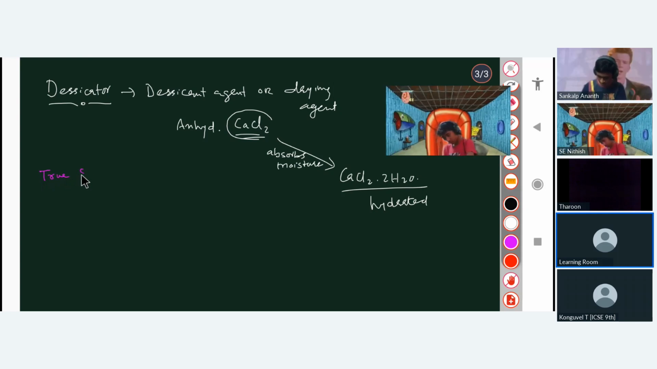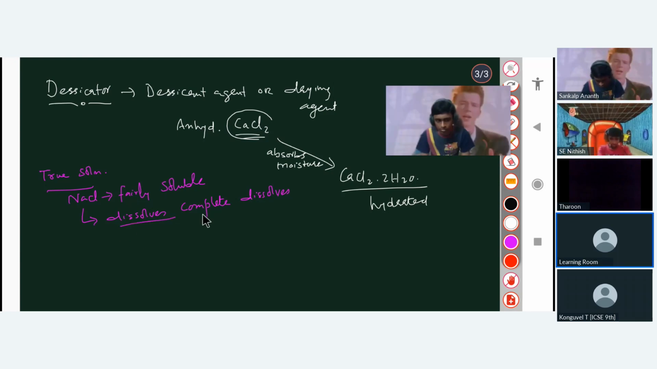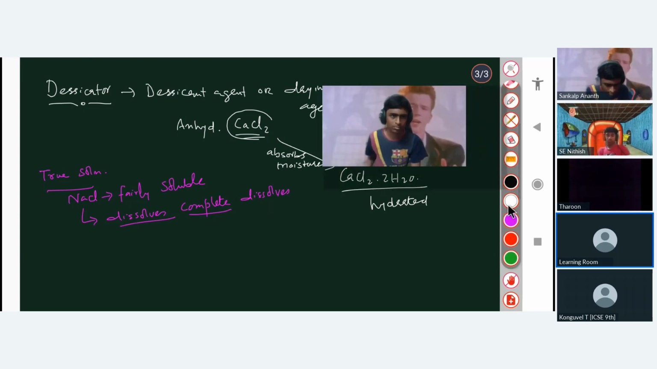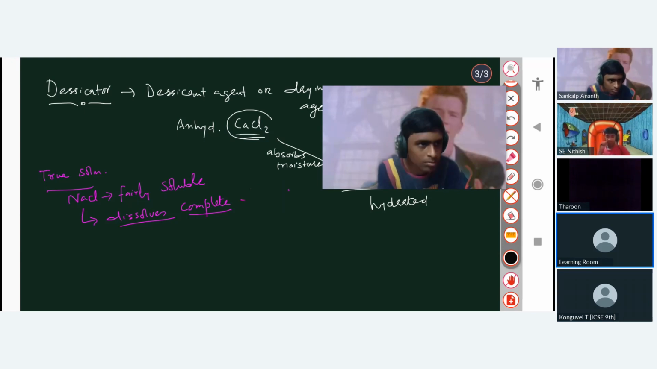See, actually what happens is, whenever we have a true solution and we dissolve a salt like NaCl, it is fairly soluble in water. So when it is getting dissolved, it completely dissolves in water, and when it dissolves completely, it disappears. When it disappears, the water will retain its property, which means it will become clear and transparent. You can write here that it dissolves completely and disappears.